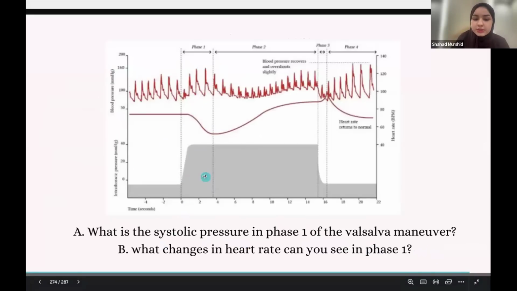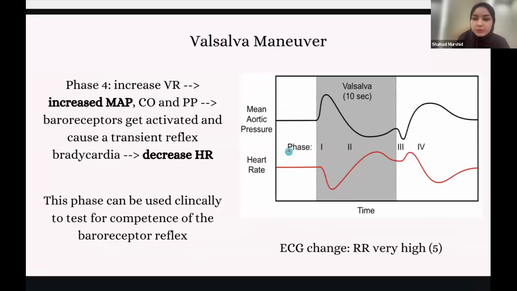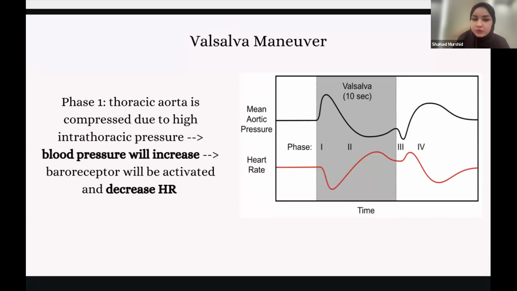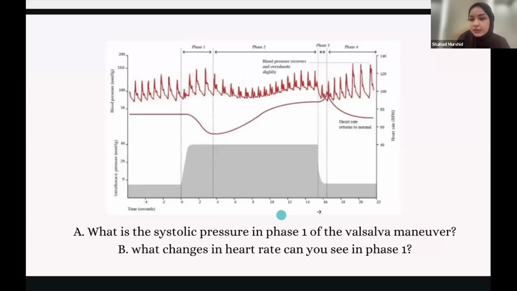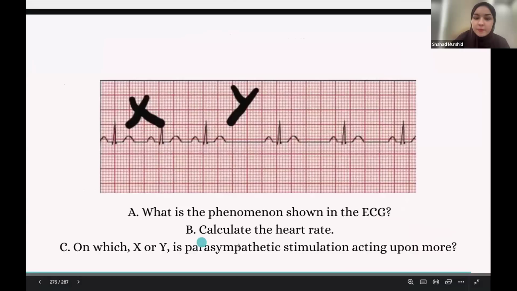Phase 1, as you can see, let's go back to phase 1. We can see it here. Okay, yeah. So in phase 1, the heart rate is going to decrease. So it can ask you stuff like that, basically.